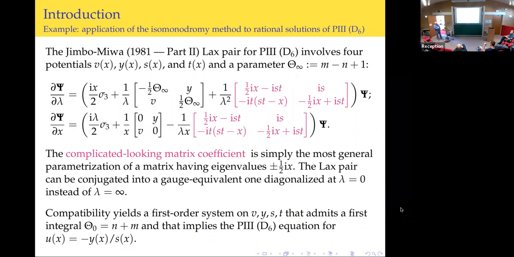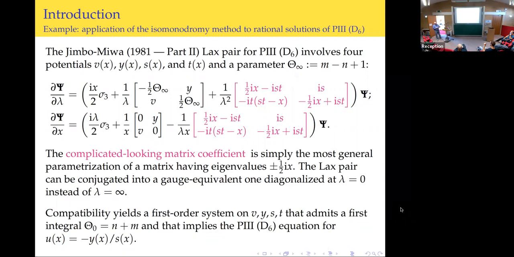So you can compute the compatibility condition of these two equations, or write down what's called the zero curvature equation. Those are the same thing. And what that is, it's a first order system on the variables v, y, s, and t as functions of x. You can check that system has a first integral, or constant of the motion. There's a combination of these four functions that's independent of x, and that one is called theta naught in the theory. So that's actually n plus m for us.